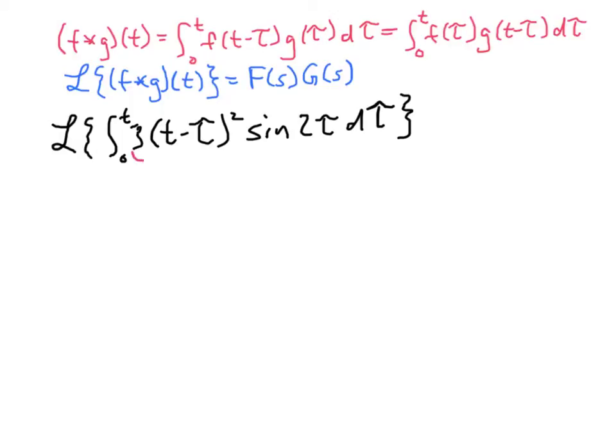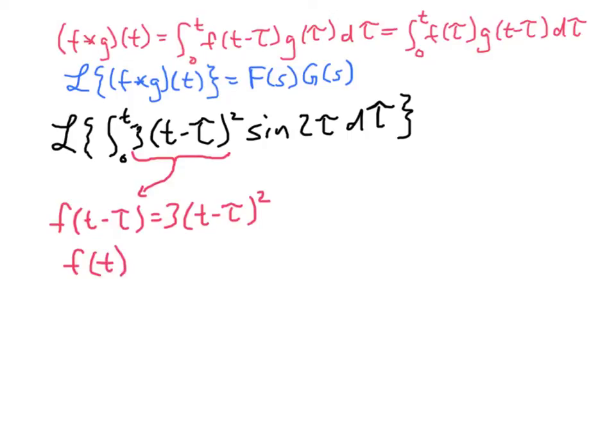If we look at this part right here that I'm bracketing with red, that's our function f of t minus tau. So f of t minus tau is 3 times (t minus tau) squared. So if I want to know what f of t is, I simply replace the t minus tau with just t and get f of t equals 3t squared.